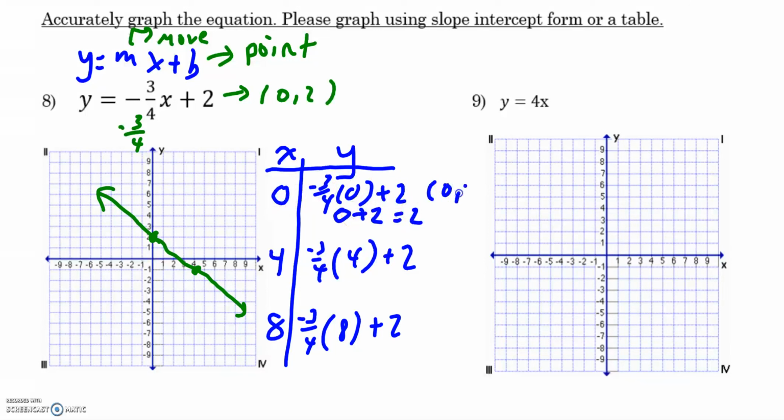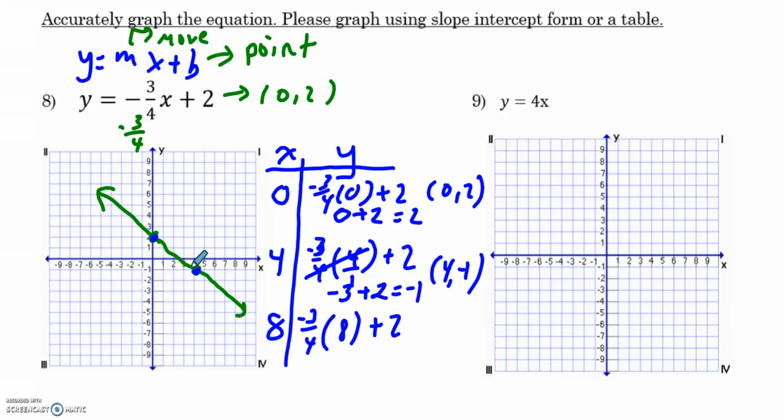So input 0, output 2. That is on my graph so far, so I'm in good shape. This next one, if I multiply negative 3/4 times 4 over 1, the 4's cross out, so I'm left with negative 3 plus 2, which is negative 1. So my next point is (4, -1), which also is on my line already.